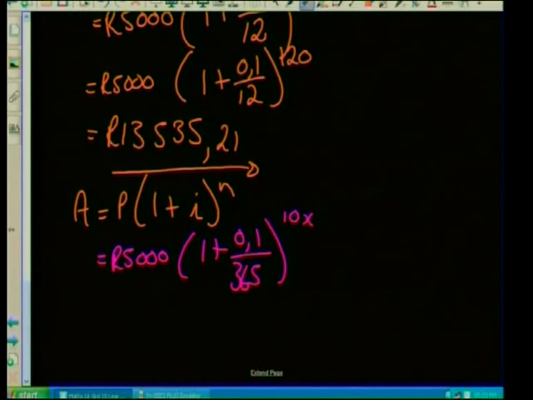For how many years? For 10 years. So for 10 years, each year I'm calculating it 365 times. Equals. Do you think the answer is going to be bigger, or do you think it's going to be less? Think about it. Think. Let's do it.